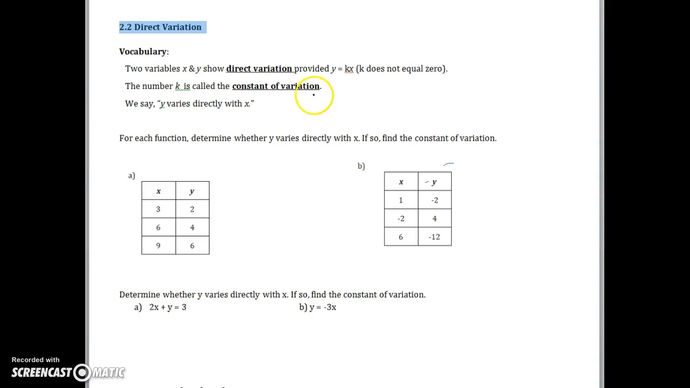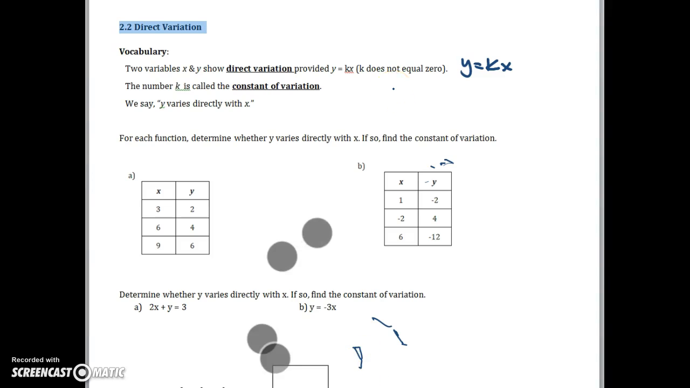So that constant cannot equal 0, because if it did, then you wouldn't have anything to vary. It would just be 0. And then we say y varies directly with x. One thing I want to point out here is you already see that y equals kx. We're going to be doing a lot with that constant of variation. So I want to know, what does that actually mean, aside from it does not equal 0?